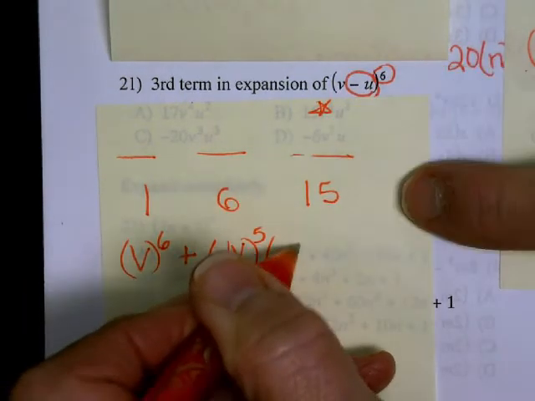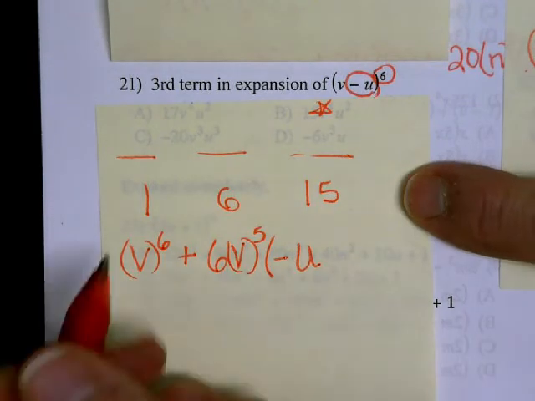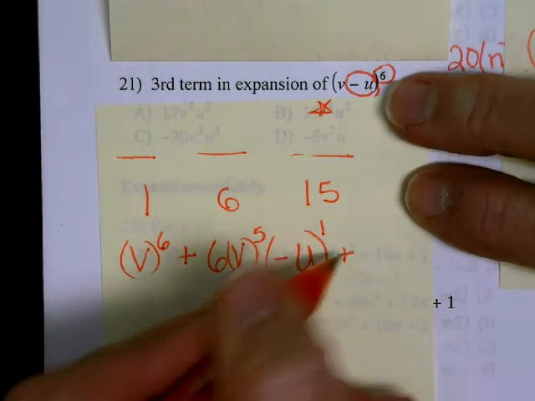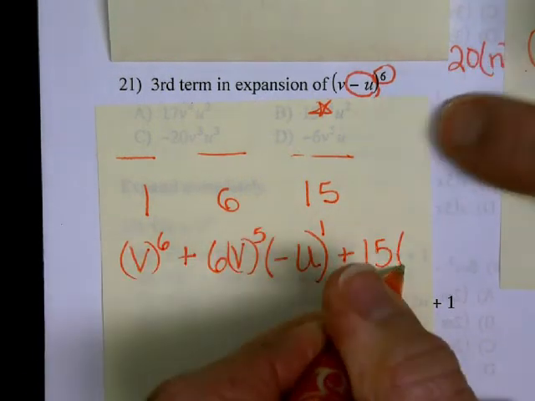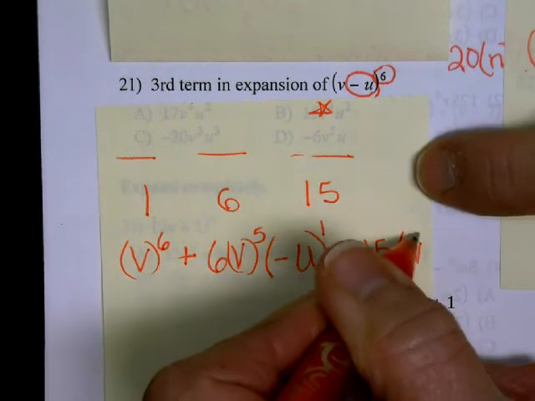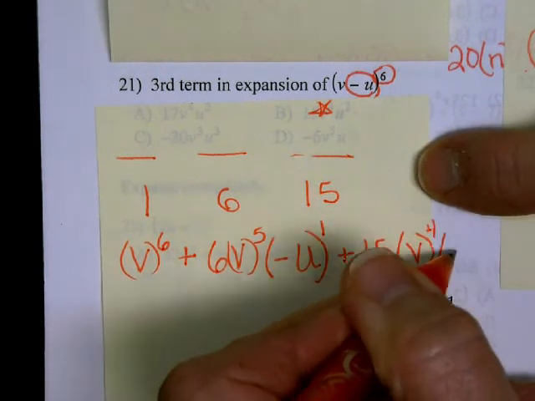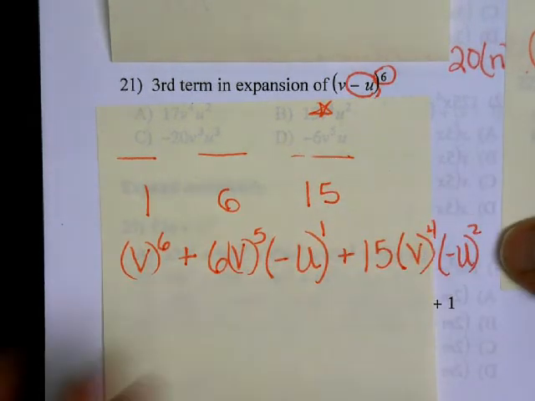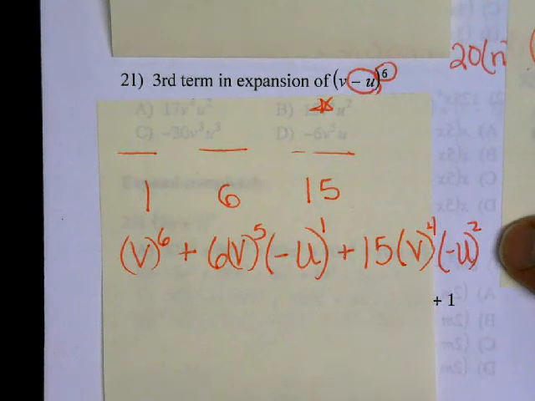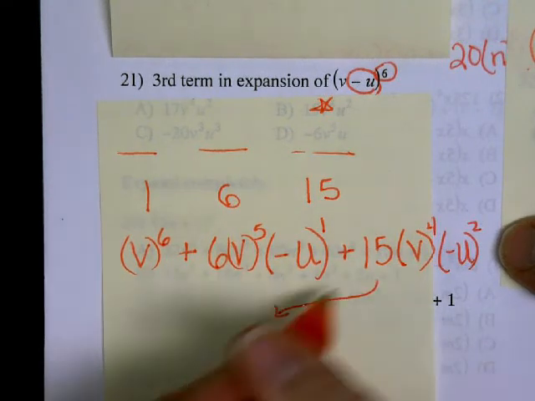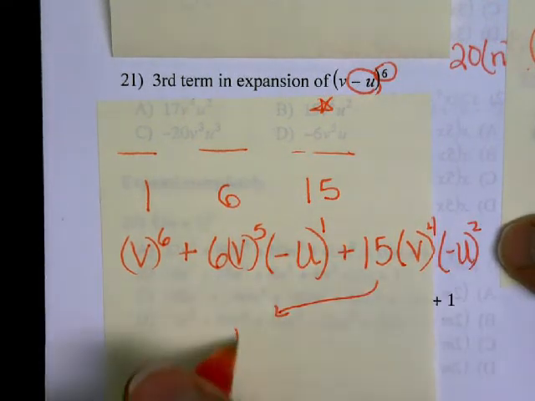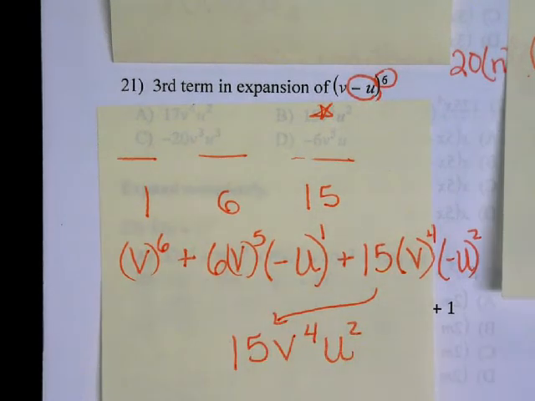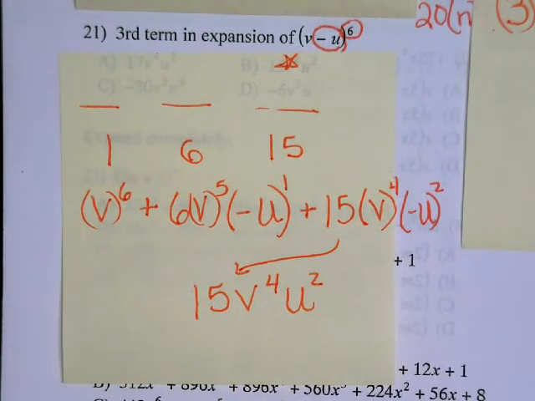There we go, v to the 5th times. Now remember the negative goes with the number here. Negative u. Am I still in the story? I am. That's to the 1st power. I got that one down. Now here's my next one. Plus 15 times v to the 4th, and it's a negative u squared. So that negative gets to be positive because the negative 1 times negative 1 is positive 1. So my final result is the 15 v to the 4th u squared.